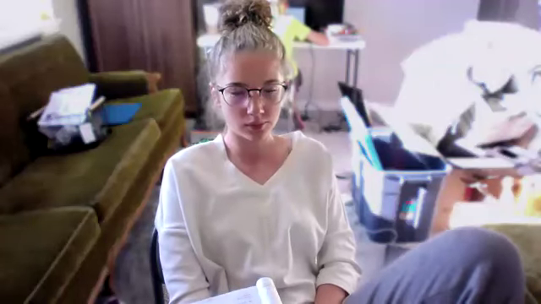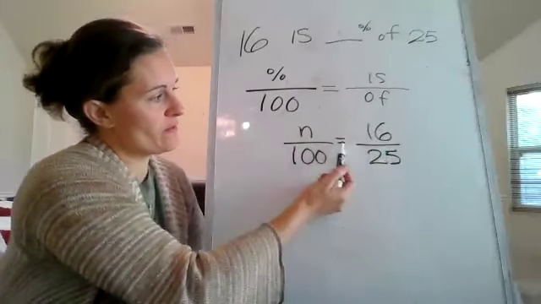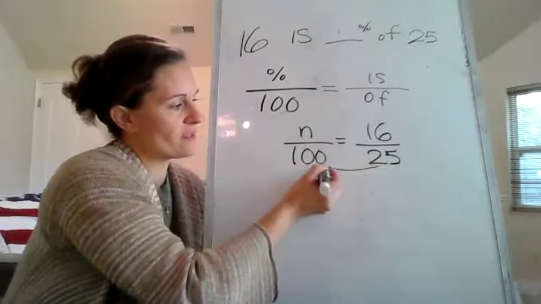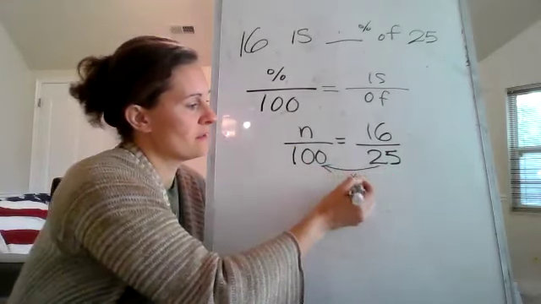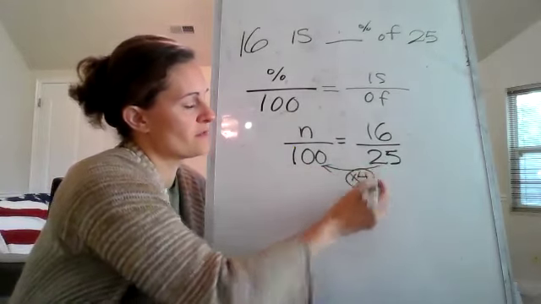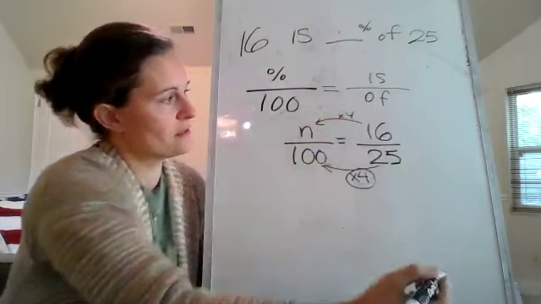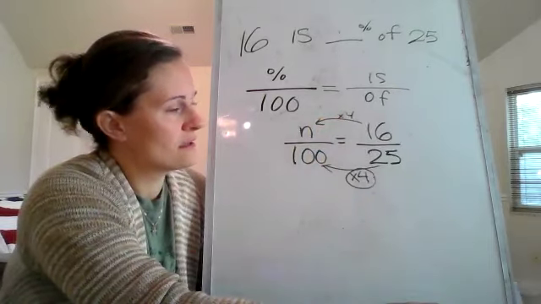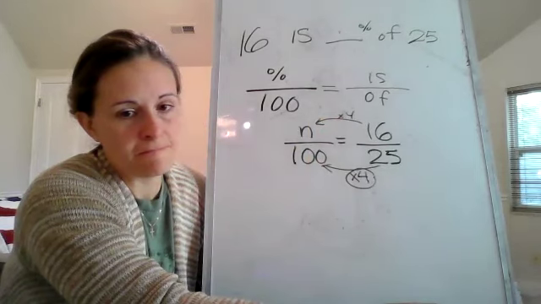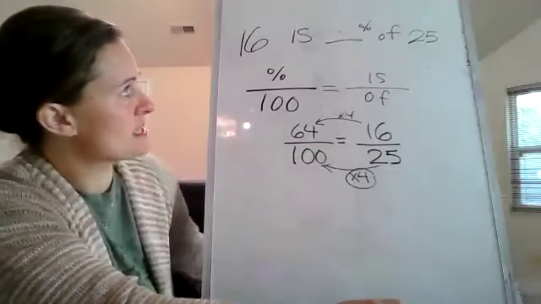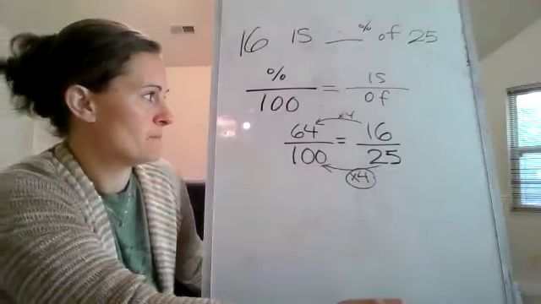Don't we have to make them equivalent? Yeah, so 16/25 is equivalent to something over 100. So remember we find that code. 25 times what is 100? Times 4. 16 times 4 is what? 64. Good. So what's the answer to the problem? 16 is what percent of 25? 64.